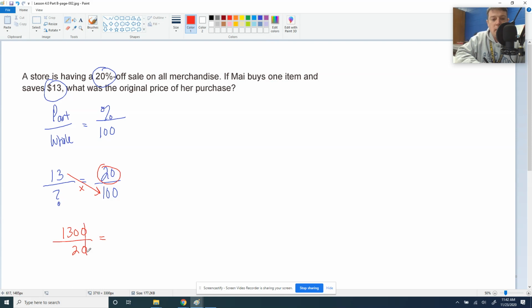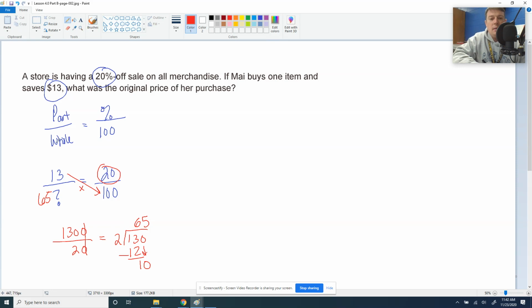So we can do that and then set up the division going into 130. It will go into that 6 times, right? Because 2 times 6 is 12. Difference of this, and 2 will go into that 5 times. So we can see that 20% off, that $13 was out of a $65 item.